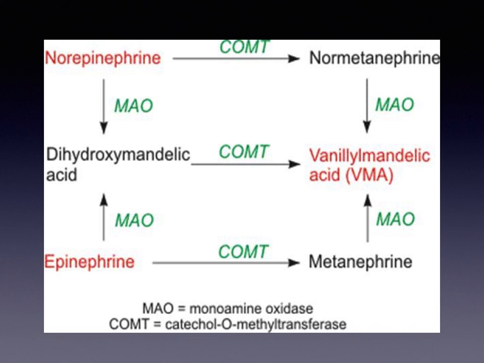Norepi and epi are metabolized by catechol methyltransferase and MAO. The final product of these pathways is VMA, which stands for vanillylmandelic acid, and that product with other precursors, norepinephrine and epinephrine, are measured in our urine and plasma in diagnosis of pheochromocytoma, which can cause really bad hypertension and some cardiac abnormalities or arrhythmias.